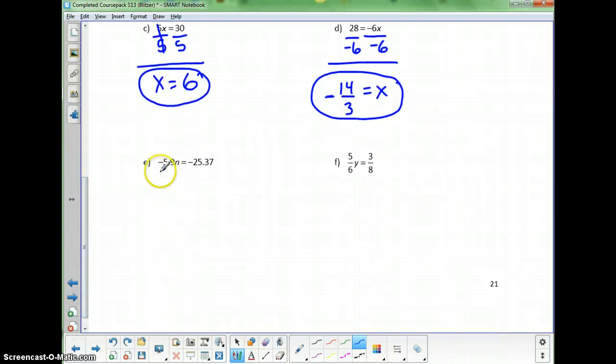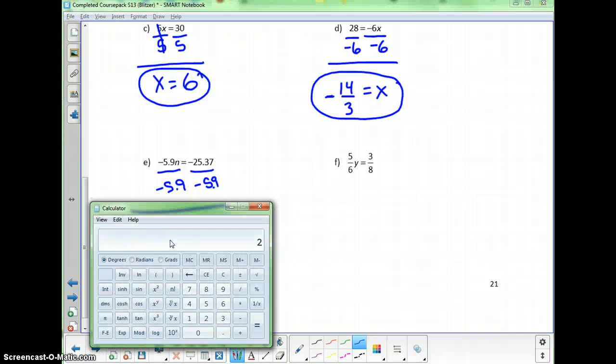Alright, and the next one, I'm going to divide both sides by negative 5.9 to get n by itself. I'm not sure why I said ninths. I was talking about fractions from the one before. So that was a multiplication by 5.9, and so I needed to divide both sides by negative 5.9. N equals, now for the decimal problem, I want to end with decimals, so I'm using my calculator. 25.37 divided by 5.9. I know 2 negatives make a positive, so this is going to be a positive 4.3.